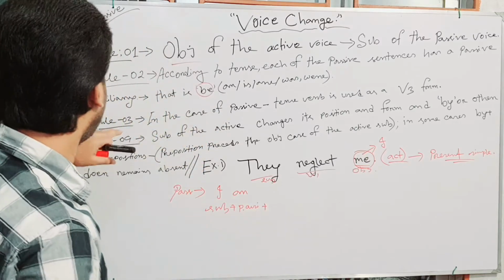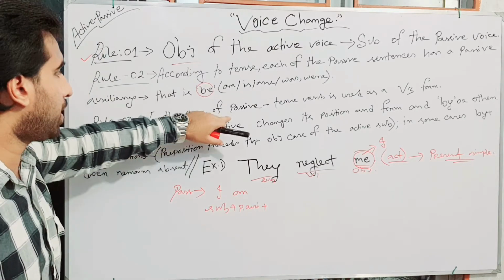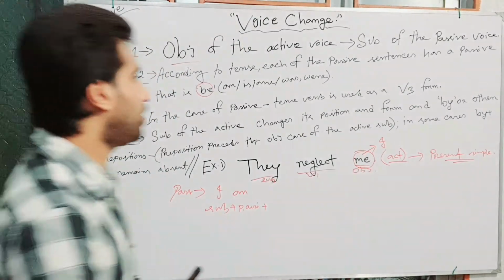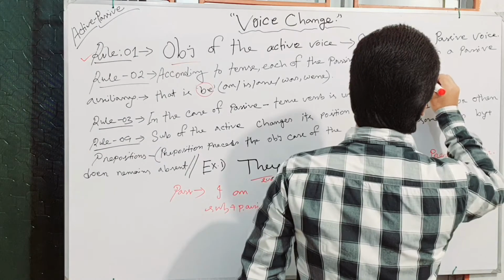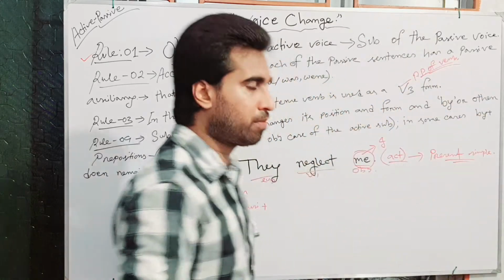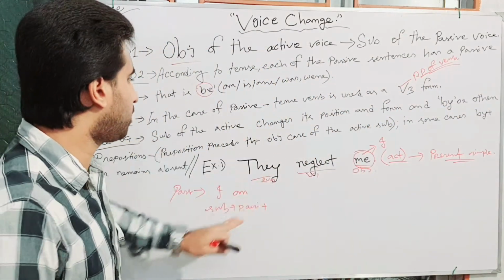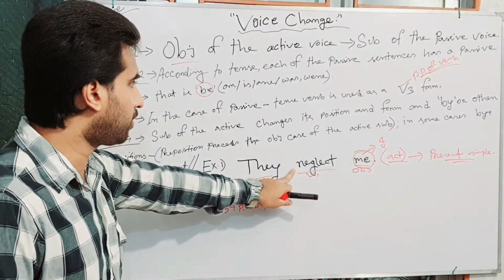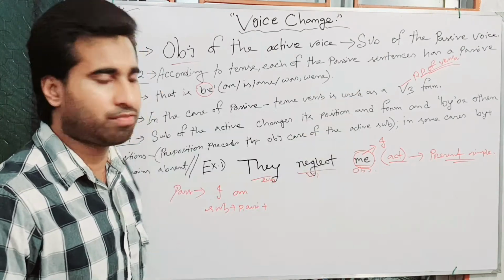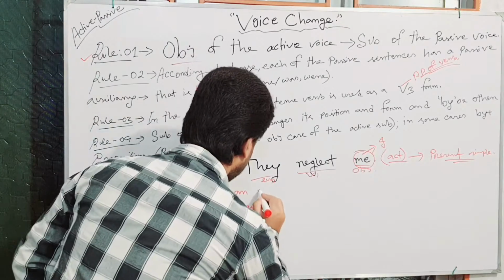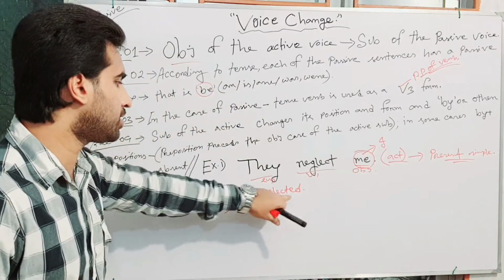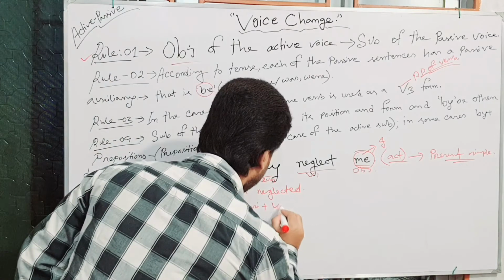then, in the third rule, in the case of passive, the main verb is used as a V3 form. That means the past participle form of the verb. As we need the past participle form of the verb, here neglect is the main verb. We have to use this verb as a V3 form. So, I am neglected. I am neglected. Plus V3 form.